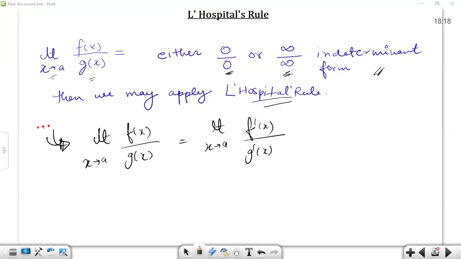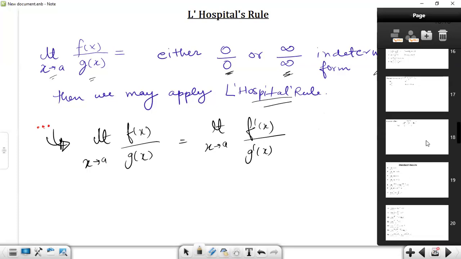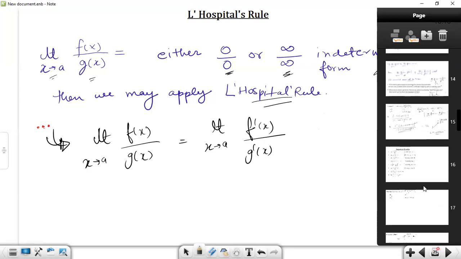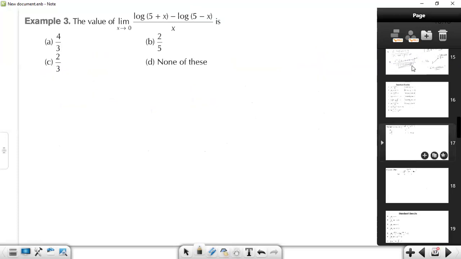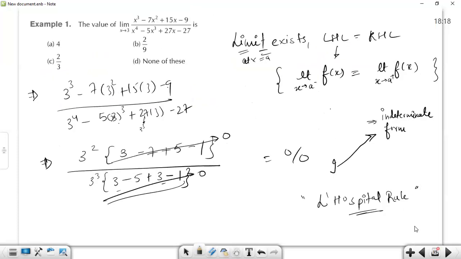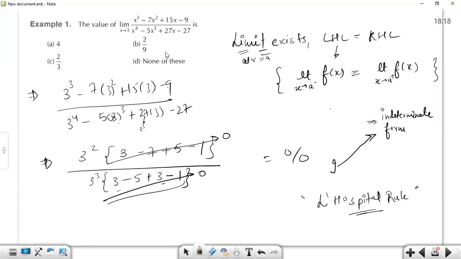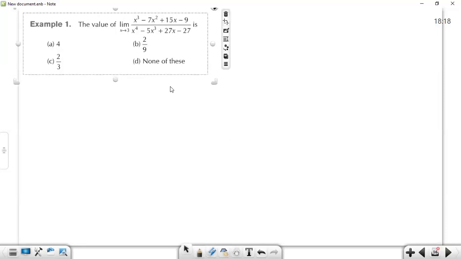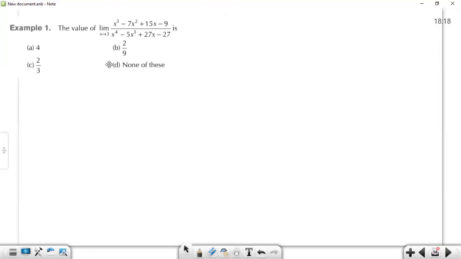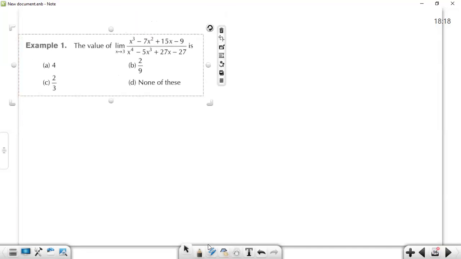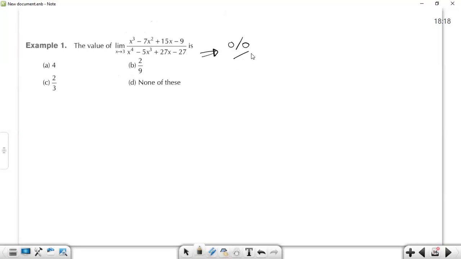Okay, so now let us go back to our question and solve that particular example using what we have just learned. So here is our question. Let's solve it using the L'Hospital rule, because we have already checked that it is coming in 0 by 0 form, right?